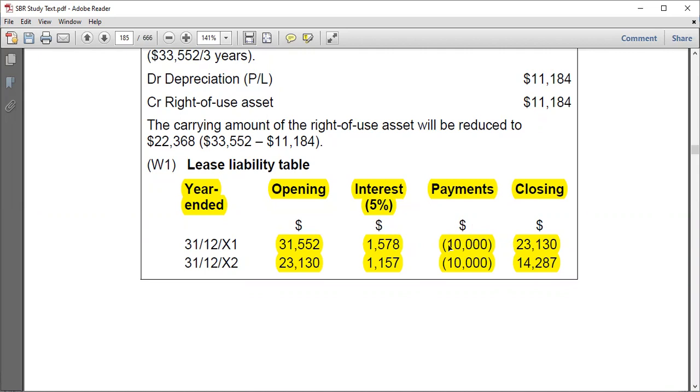And here I've reduced the liability, I've paid cash, so I credit cash. So they have just taken one figure, this figure here, they put the double entry, and then this one here, and another double entry.